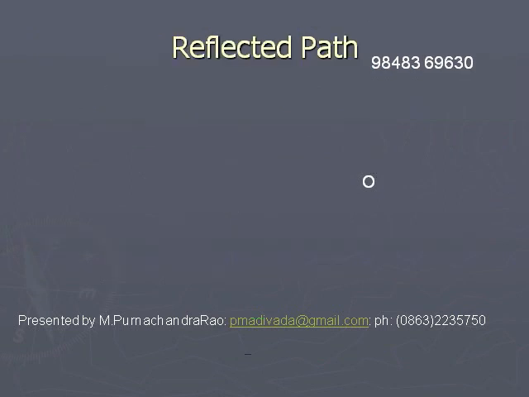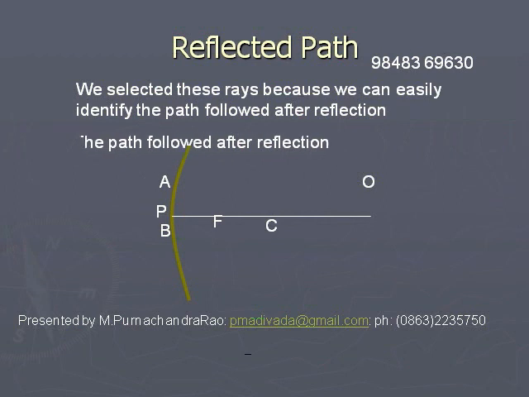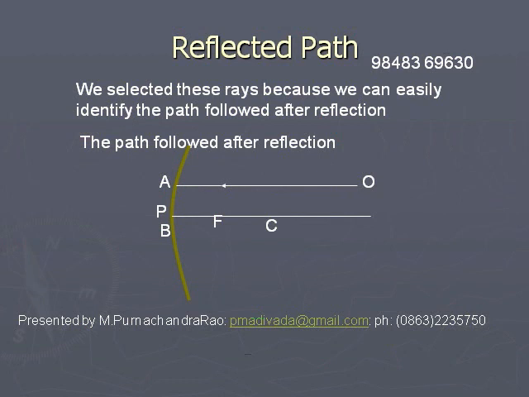We have selected four rays for drawing ray diagrams because we can easily identify the path followed by these rays after reflection. For example, the ray incident parallel to the principal axis passes through the focus after reflection. The ray incident through the focus travels parallel to the principal axis after reflection. The ray incident passing through the center of curvature retraces its path. It will be reflected along the same line.